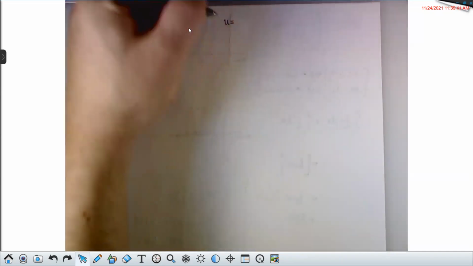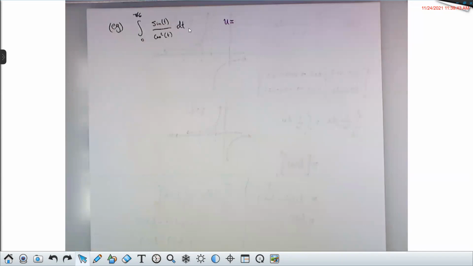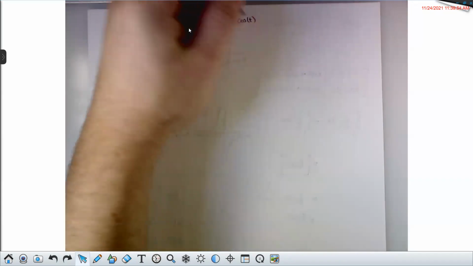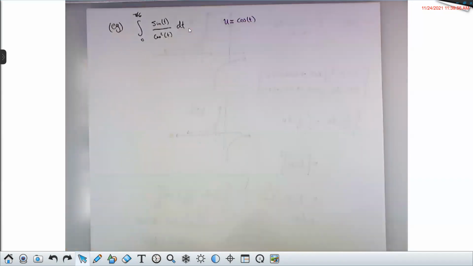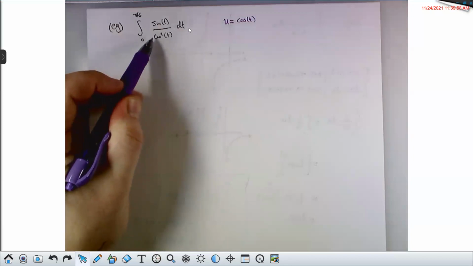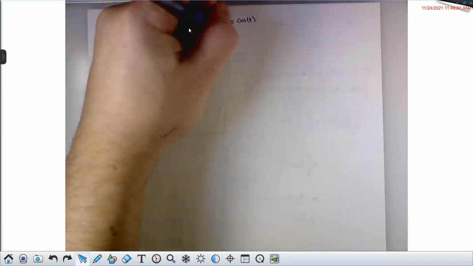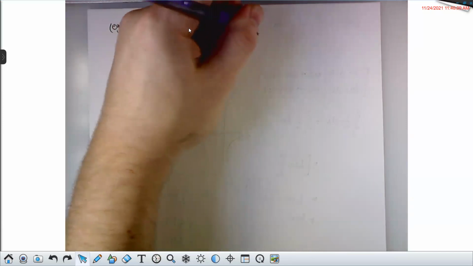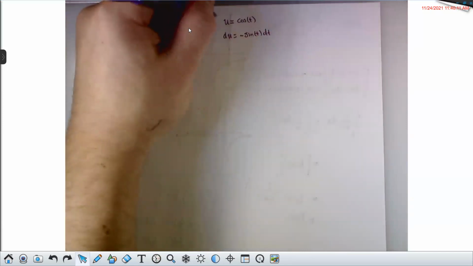does anybody see a substitution we could make here? I was thinking u is equal to cosine t. Very good. Yeah. If u is cos t, then this piece down here would just be u squared. And the reason this is nice is because upstairs I have a sine t, and the differential here would be negative sine t dt.